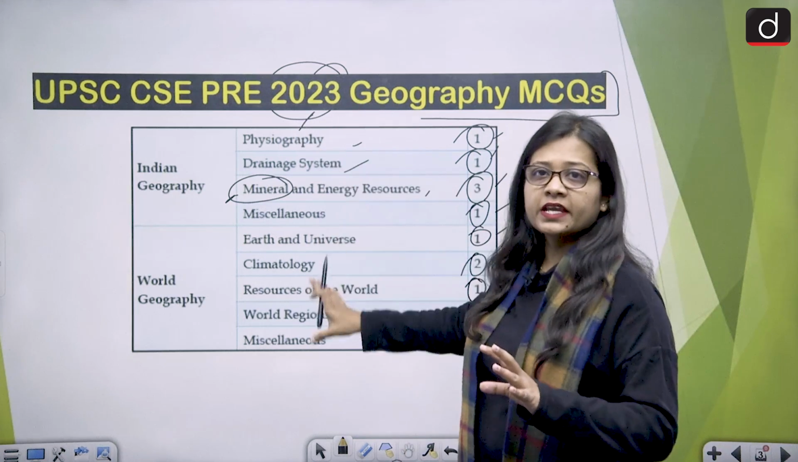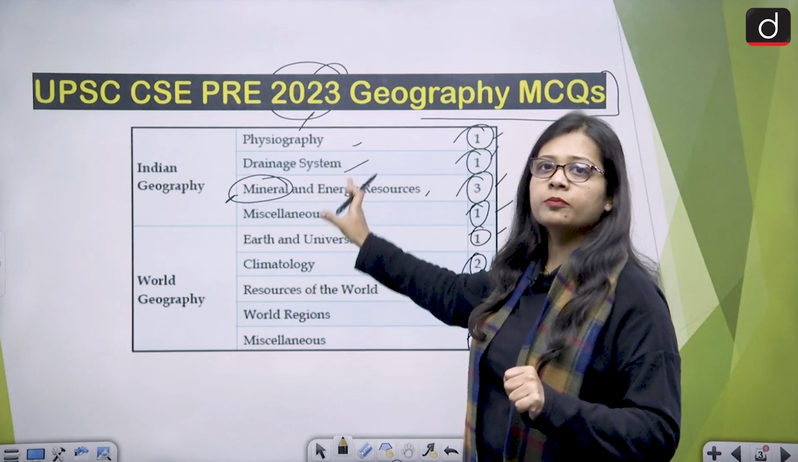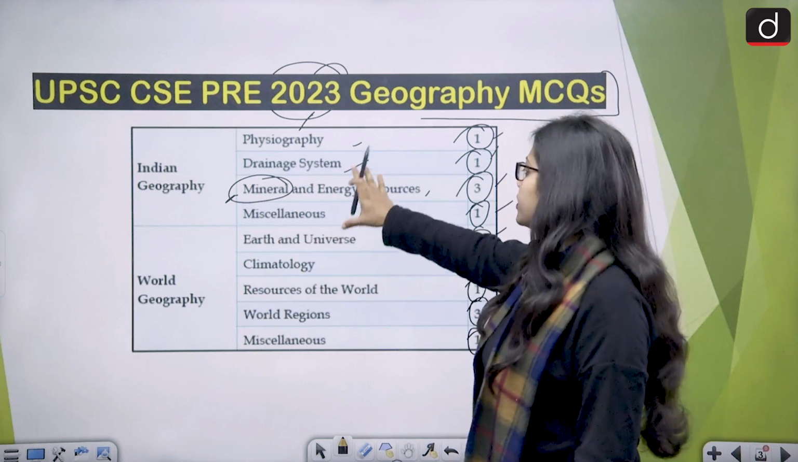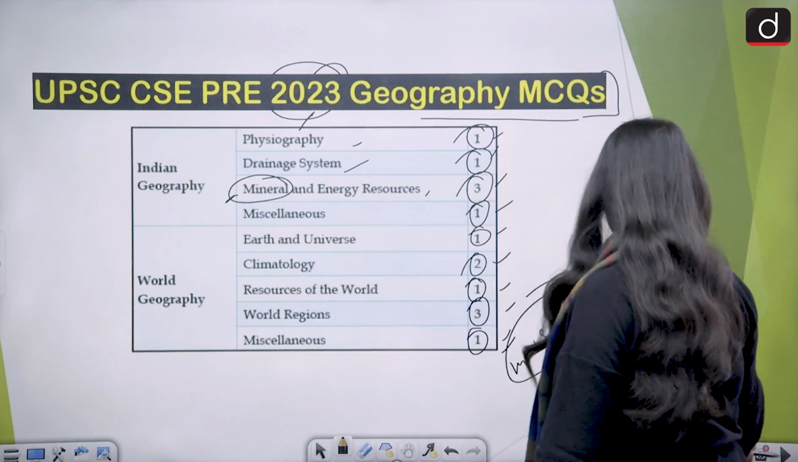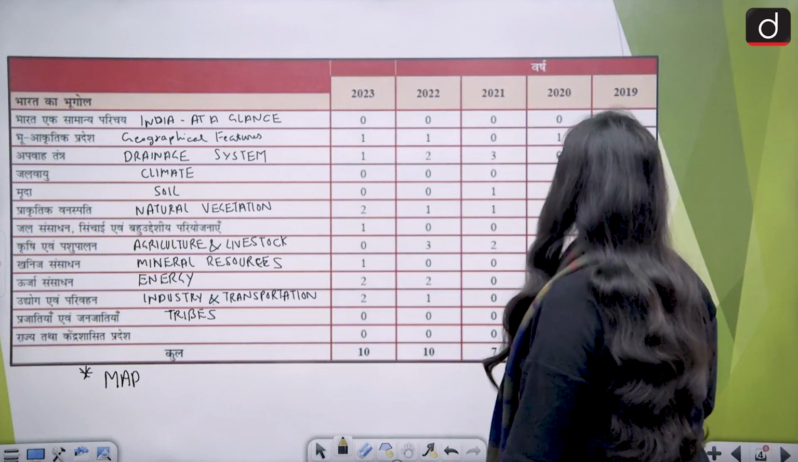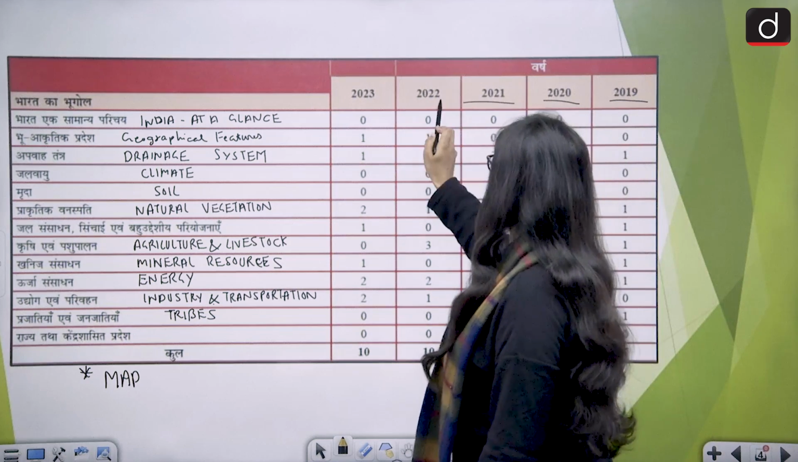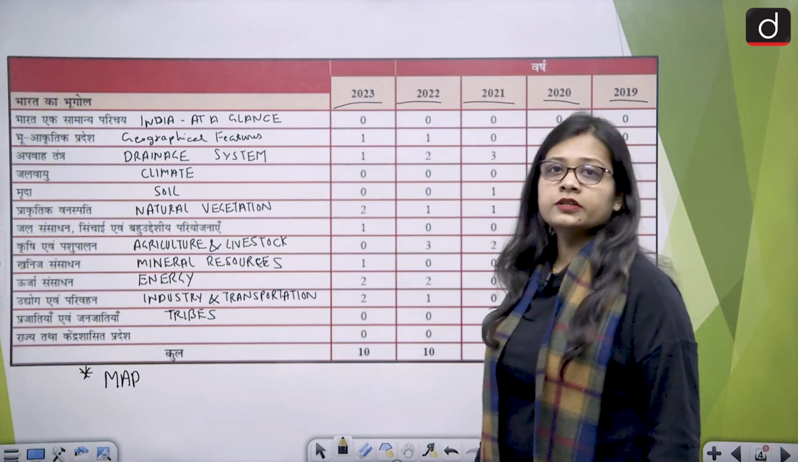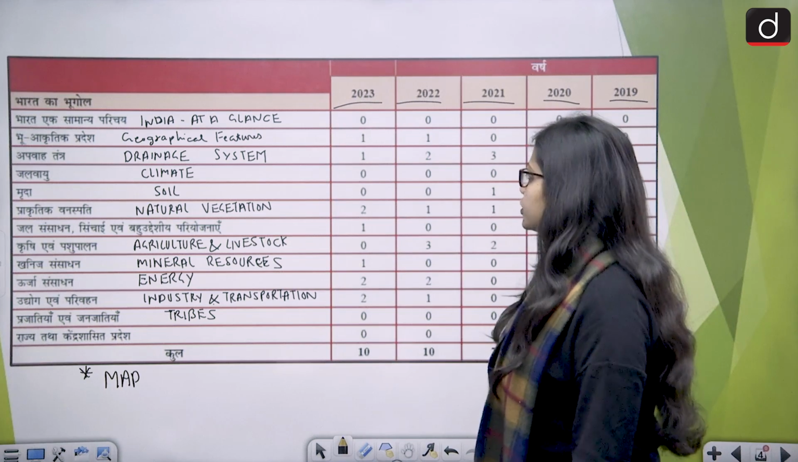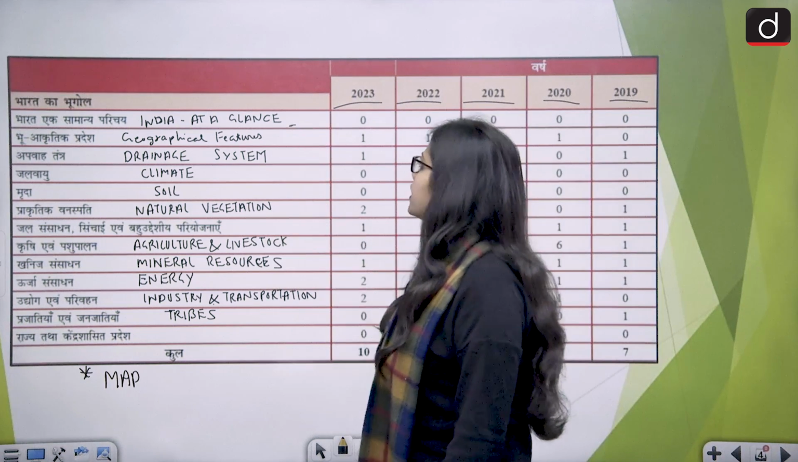I will be dealing in detail with what comes inside all these topics. So let's begin. We will be covering the years 2019, 2020, 2021, 2022, 2023. First of all, the first point is India at a glance.